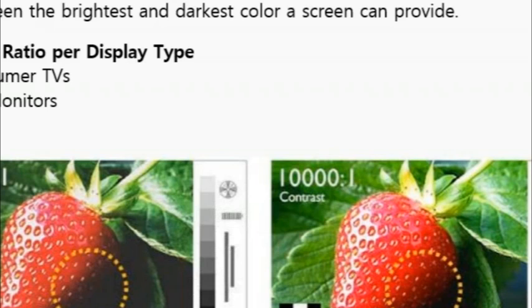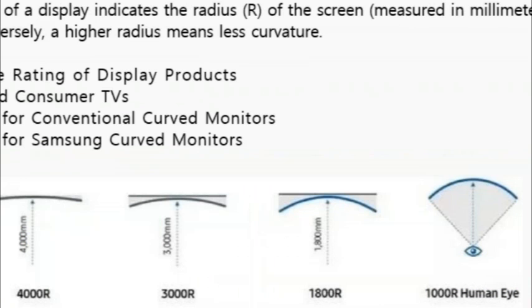So the contrast ratio is the definition between the brightest and the darkest colors for the screen. First, the standard contrast ratio per display. We have 4,500:1 for consumer TV. For the IPS monitors, we have 1,000:1 for IPS. So kung mapapansin niyo po, for contrast ratio, mas higher, mas better. Mas clear niyo po nakikita yung image.